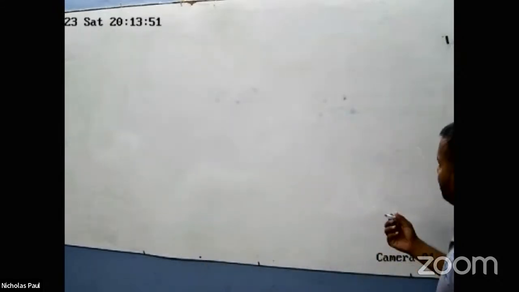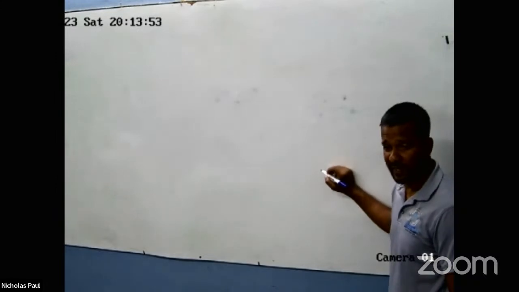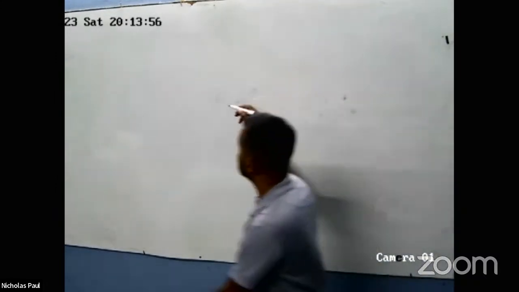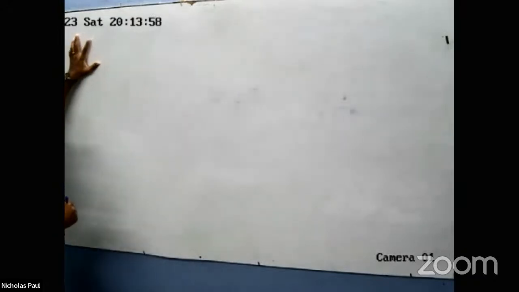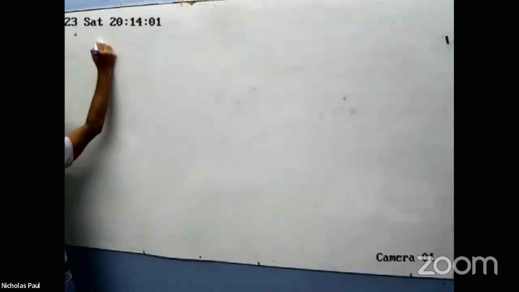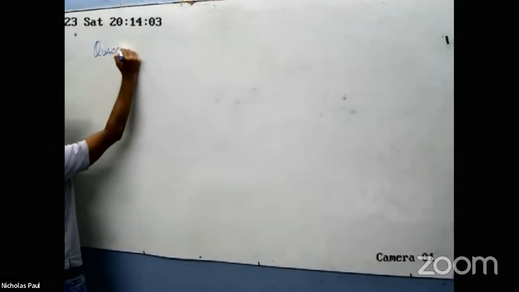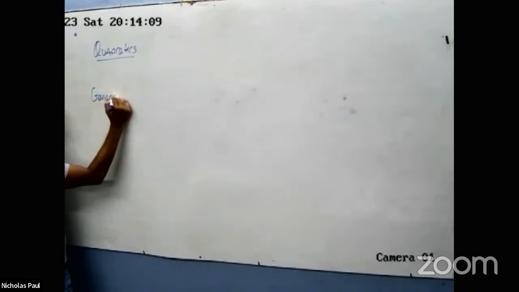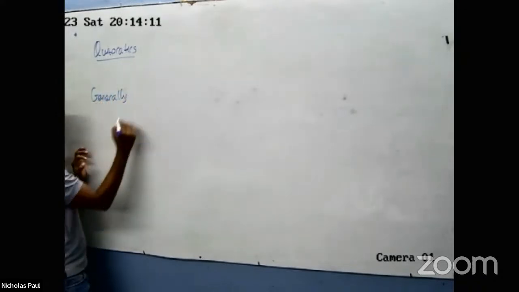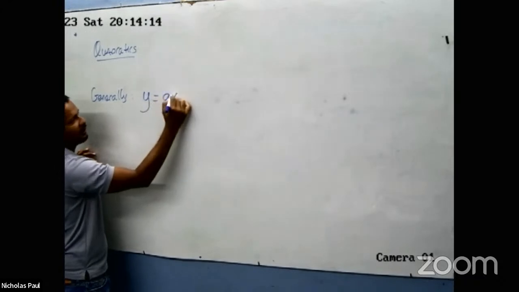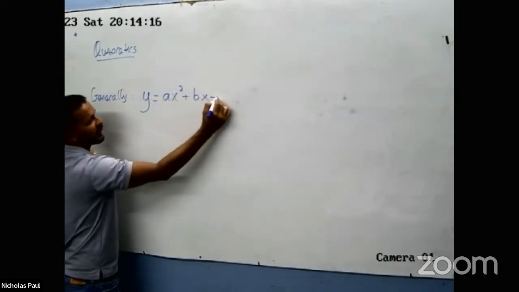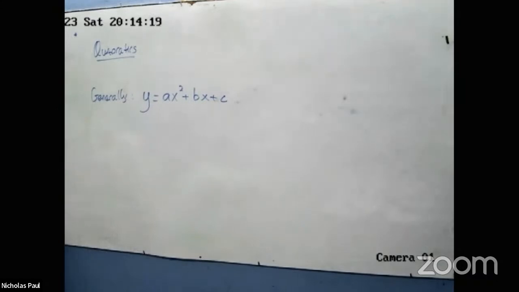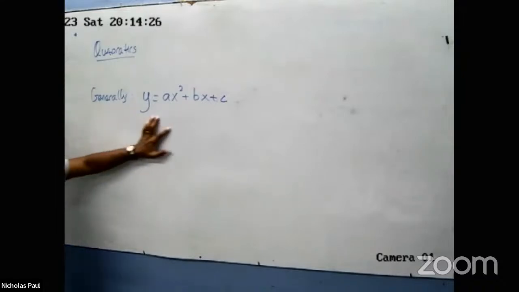All right, so first things first, we need to have an idea of what the quadratic will always look like. Anytime you see something looking like this, y is equal to ax squared plus bx plus c, that's a quadratic. You can do this with maths. Today will be maths. So generally, the quadratic looks like this.